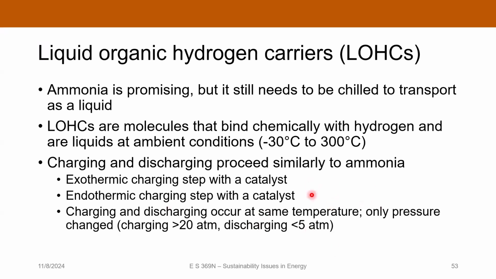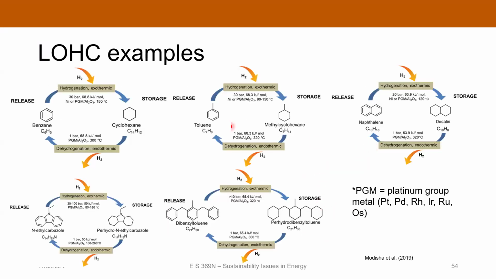The nice thing is that the charging and the discharging can be done at the same temperature. You just have to change the pressure. So it's a kind of pressure swing reaction. And they do require catalysts. So here's a couple of examples of liquid organic hydrogen carriers. And they're fairly familiar chemicals. So, benzene and cyclohexane, toluene and methyl cyclohexane. So a lot of these aromatic compounds can be used for LOHCs.